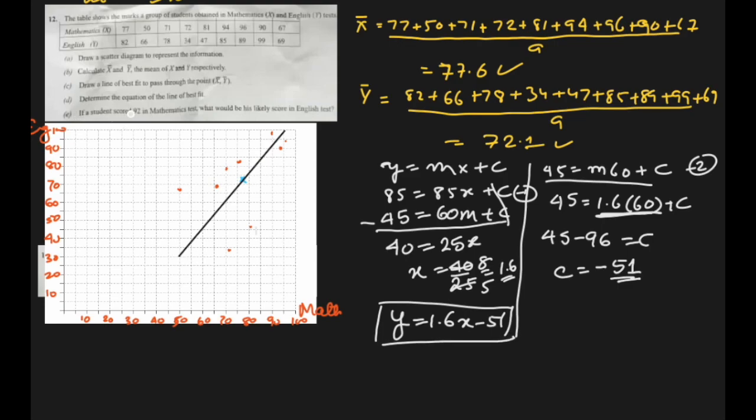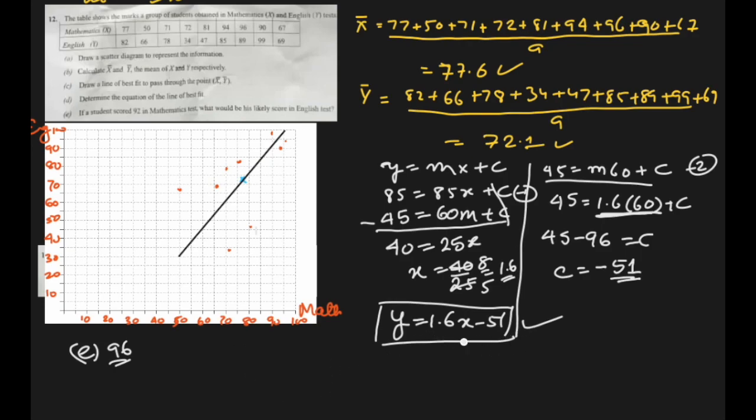If a student scored 92 in the mathematics test, what would be his likely score in the English test? So we can use the graph or the equation. Let's use the graph for now. 92 will be here somewhere, and if we go up, it will be a little above 95, 96. Yeah, let's say 96. So the English score is 96 according to the graph we have.